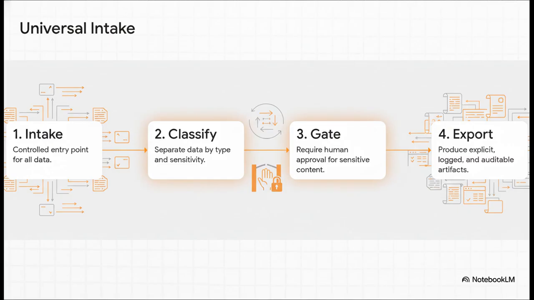Let's consider a critical subsystem, the Universal Intake and Gating Layer, or UIG. Most failures actually originate at intake. The UIG acts as a containment boundary. It classifies inputs, it gates data for human approval where that's required, and it ensures every single export is an explicit logged artifact. Control has to start at intake.